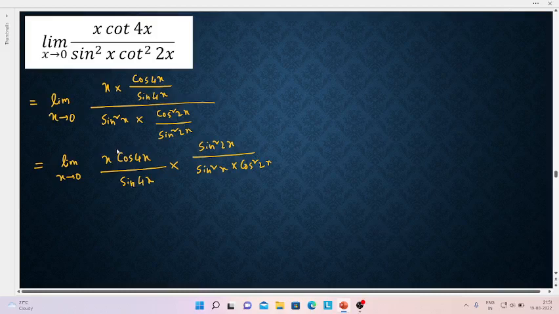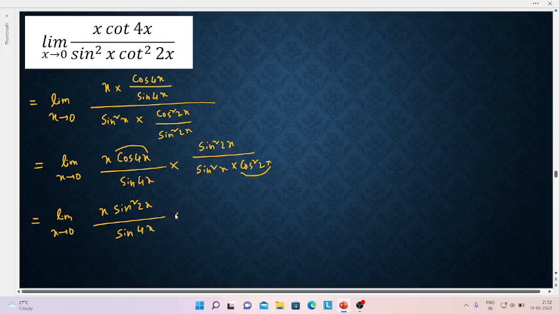So now you can see that if we put x equals 0 in that cos 4x, that will give me 1, right? That will not give me any 0. Similarly, if we put x equals 0 in that other part, that will not give me 0 either. I mean it will give me a non-zero term, right? So let me first change those two functions on the right side. So that will become x sine square 2x upon sine 4x, and on the right side we have cos 4x upon cos square 2x, right?